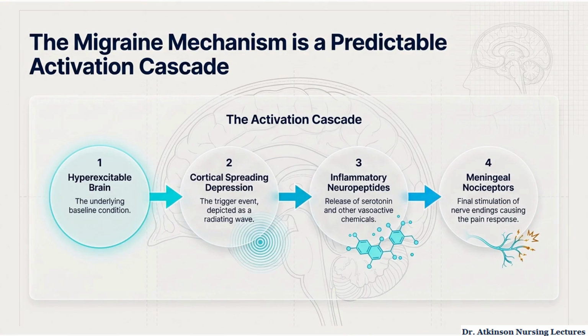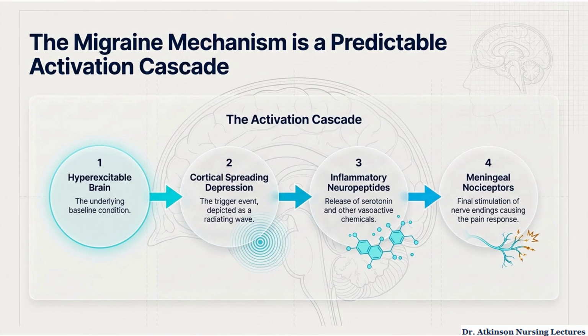Now let's talk about what is actually happening physiologically during a migraine. A migraine is not just a bad headache, it's a neurologic activation cascade. It starts with what we call a hyperexcitable brain. Some patients are simply more neurologically sensitive to triggers like stress, hormonal changes, bright lights, sleep deprivation, or certain foods. That hyperexcitable state can trigger something called cortical spreading depression. Think of this like a wave of abnormal electrical activity moving across the brain. That wave then causes the release of inflammatory neuropeptides, including serotonin and other vasoactive chemicals.